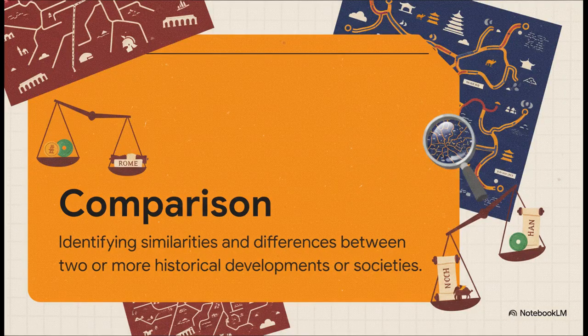Our third C is comparison. This is where you really get to put on your analyst hat. You're putting 2 things side by side to see what's similar and what's different. For instance, you could make one map of the incredible Roman road network and another of the Han dynasty in China, and compare how these 2 powerhouse empires tackled the same problem of connecting their vast territories.